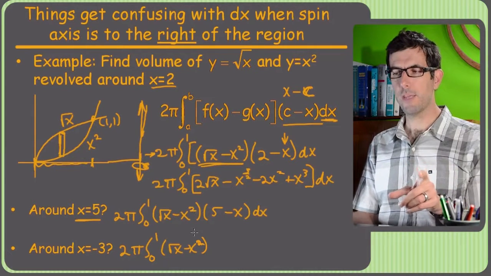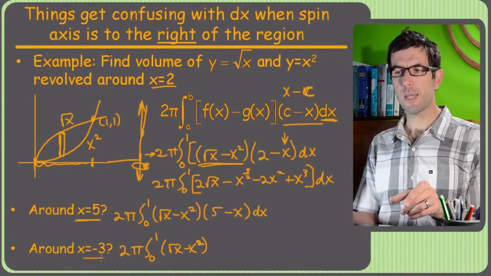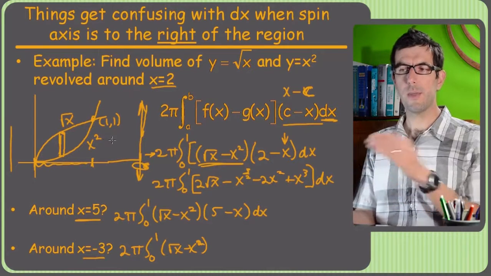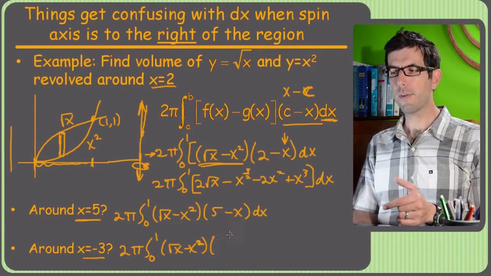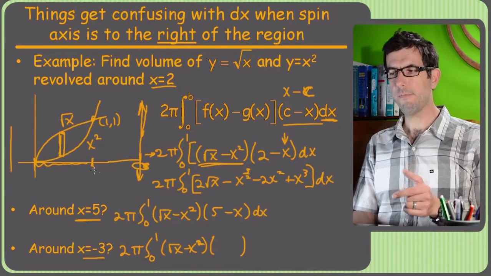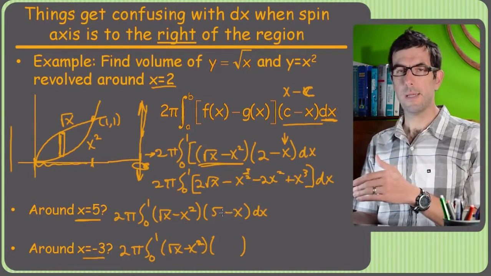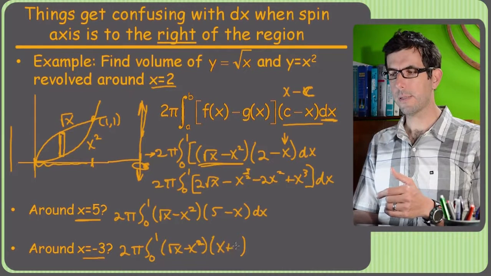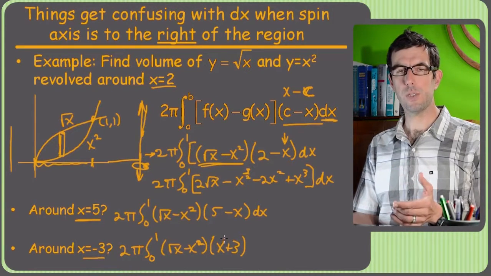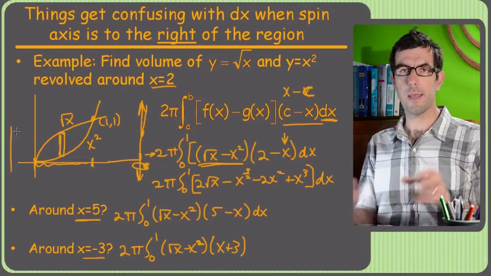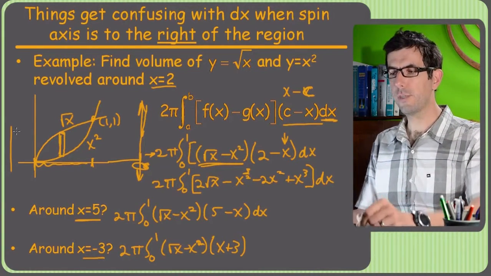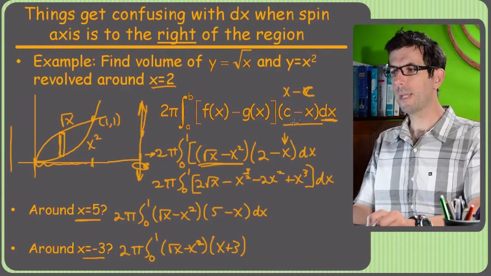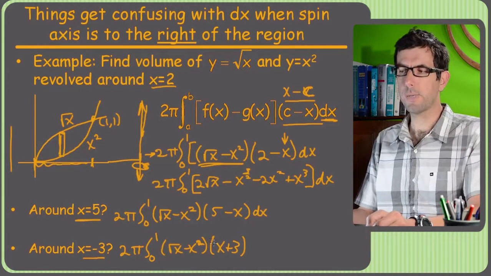But you'll notice that on these ones, like this x equals -3 is off to the left here. So I just went to the other side of my region, and yet I've still got square root of x minus x squared. The only difference is that instead of a number minus x, I'm just going to have x plus 3. Because now I'm back to the situation where the spin axis is on the normal side, the left side of the region, and therefore instead of doing c minus x, I'm back to x minus c. So that's x plus 3.